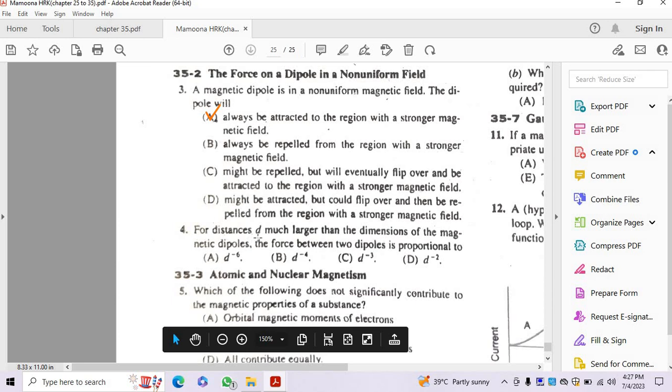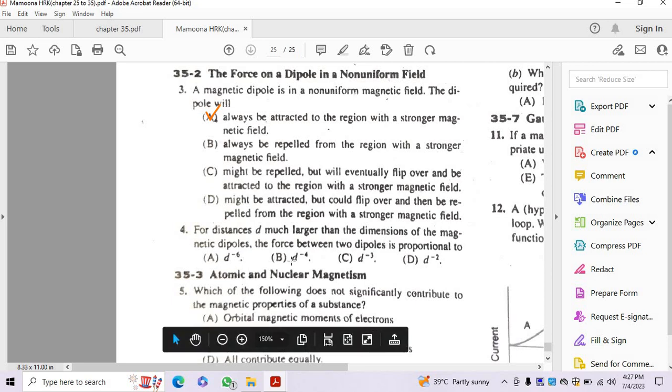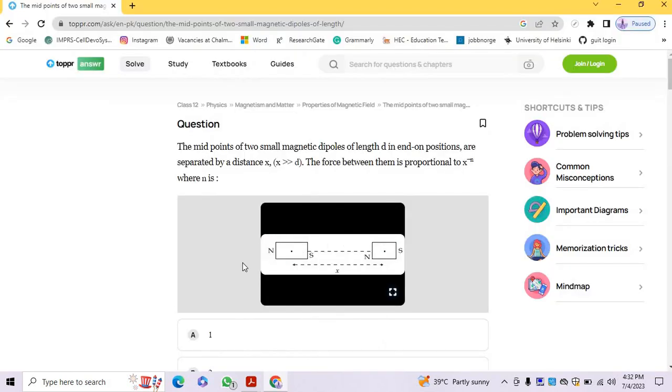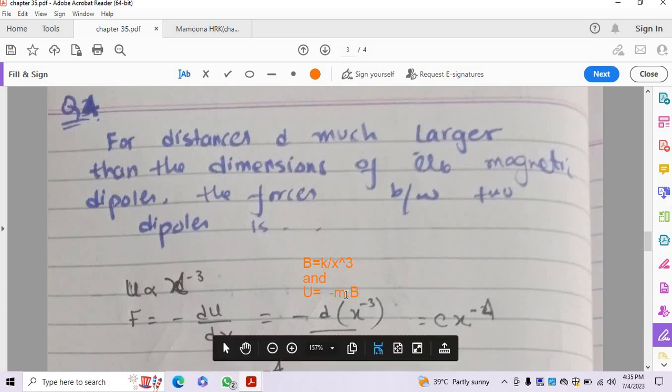MCQ number 4 is, for distances d much larger than the dimension of the magnetic dipoles, the force between two dipoles is proportional to d raised to power minus 6, d raised to power minus 4, d raised to power minus 3, or d raised to power minus 2. The situation is similar to two dipoles with a distance d between them. The magnetic field due to a dipole is inversely proportional to the cube of the distance, d raised to power 3. And the formula for the interaction energy of the two dipoles is minus m dot B.